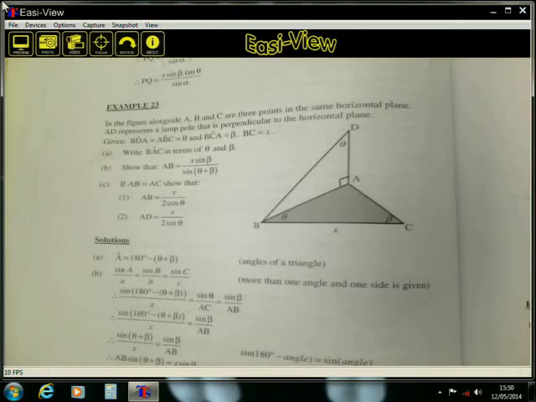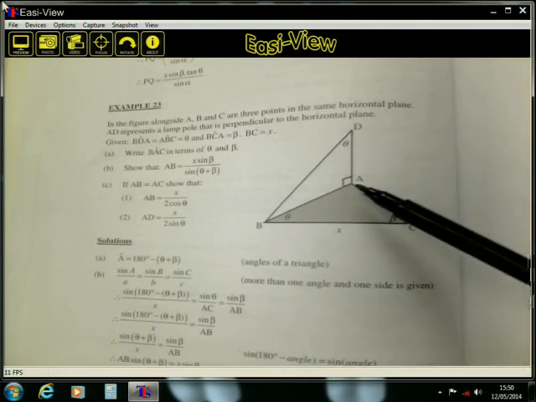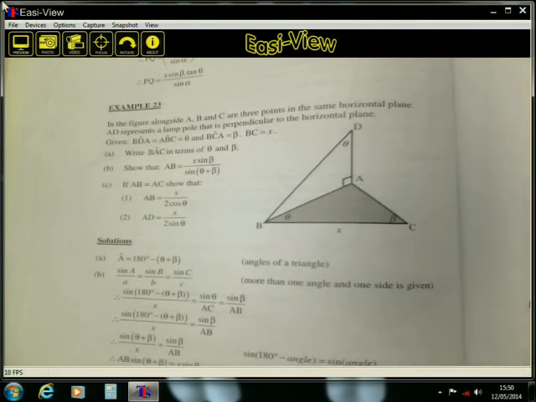Welcome back. Let's look at this, which was taken from a book. You have two planes, one horizontal, one vertical. And if you read that, it says in the figure alongside, A, B, and C are 3 points in the same horizontal plane. AD represents a lamp pole that is perpendicular to the horizontal plane.